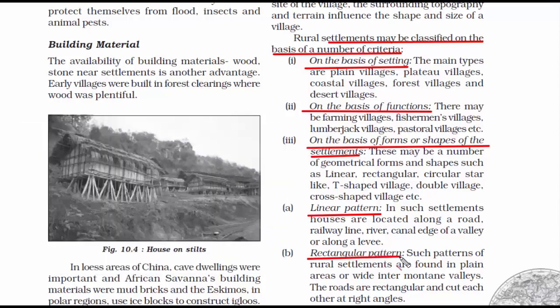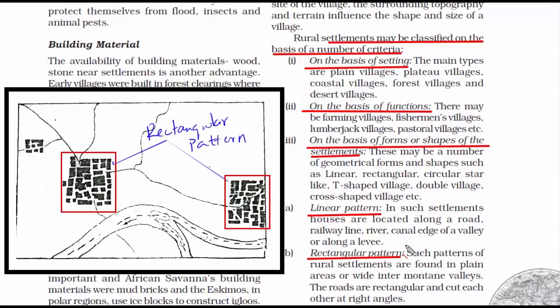The second one is rectangular pattern. So rectangular shape depicts a box shape. Here the roads are rectangular and cut each other at right angles. From above it will look like a block of houses packed in a rectangular box. Have a look at this picture. This is what a rectangular pattern of settlement looks like. In fact, your colony is an example of rectangular pattern.